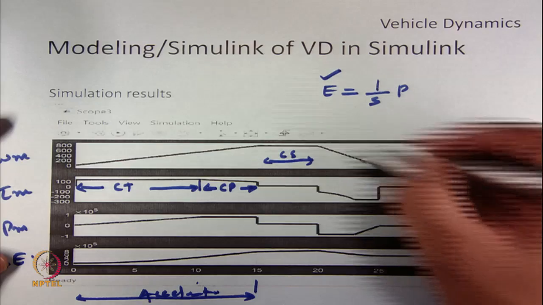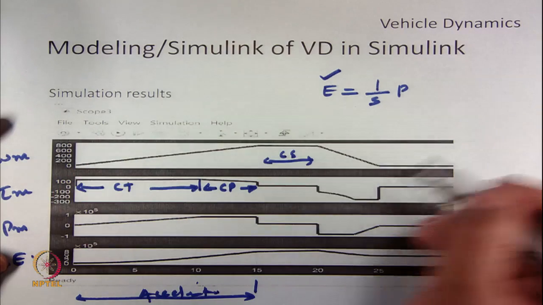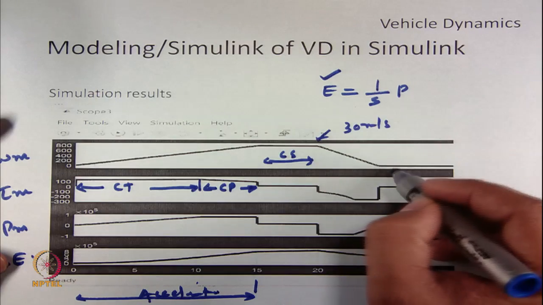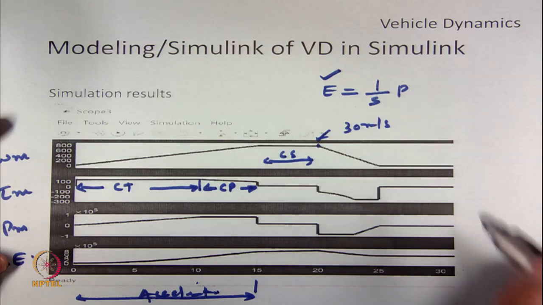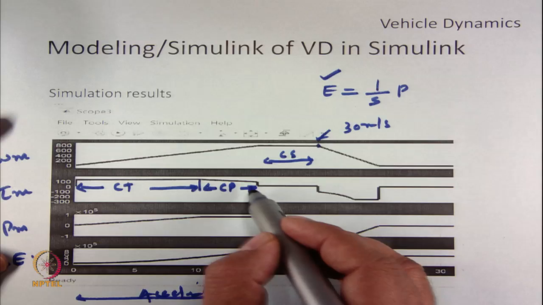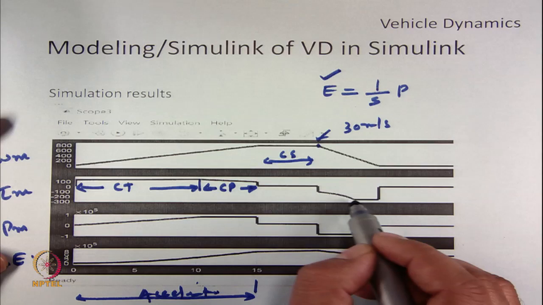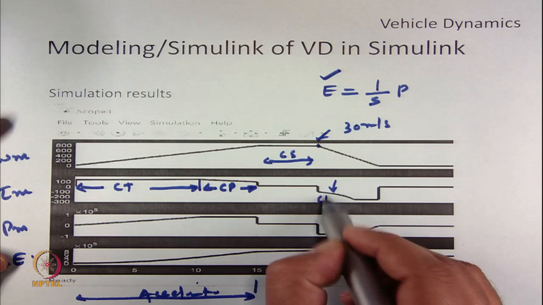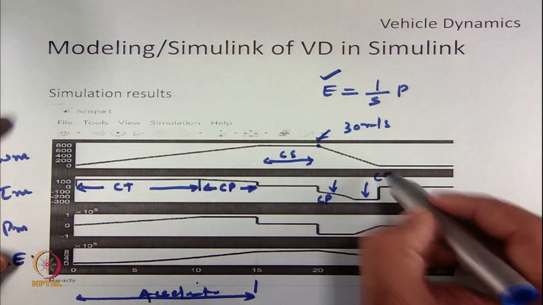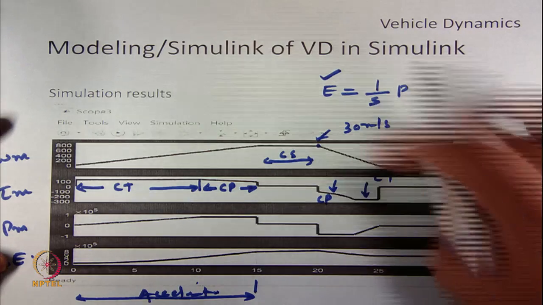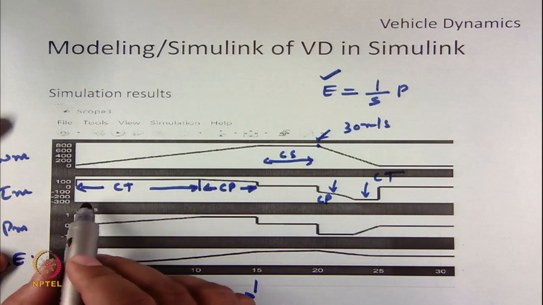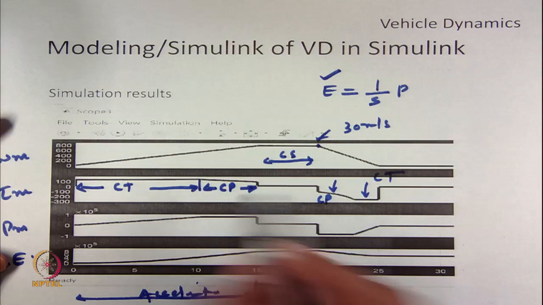So, when we are decelerating from 30 meter per second to 0, we also have to go through the same modes. Initially it will enter constant power mode. So, this is again the constant power mode and this is the constant torque mode. Since the deceleration time is lesser, this period is also lesser. Here the acceleration time is more, so we have bigger constant torque and constant power modes.